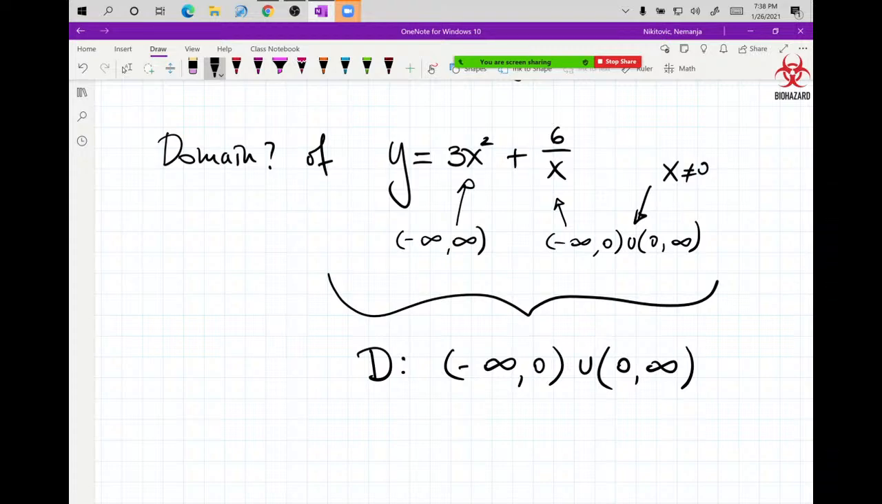So it's restrictive because there is one part of the whole machine that makes it restrictive.